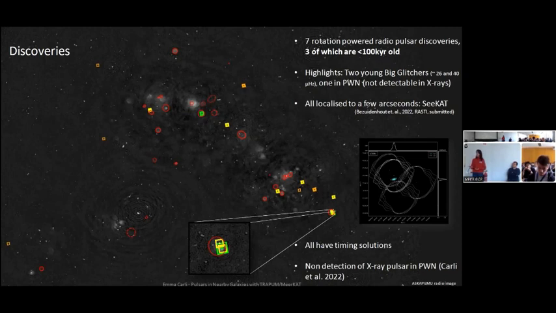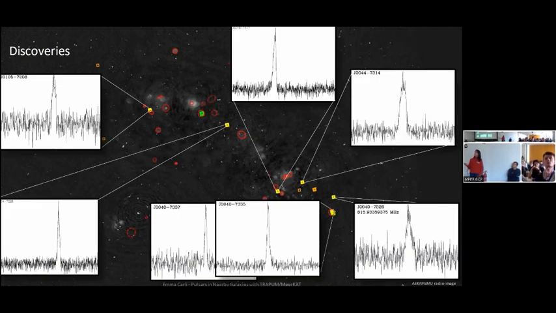We had a paper last year on the non-detection of a radio pulsar in this pulsar wind nebula and supernova remnant that has an X-ray pulsar, and I spoke about it at the previous workshop. So these are our pulse profiles for all of them.